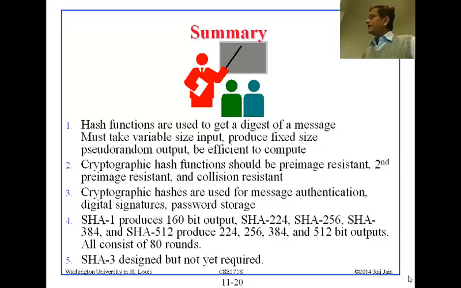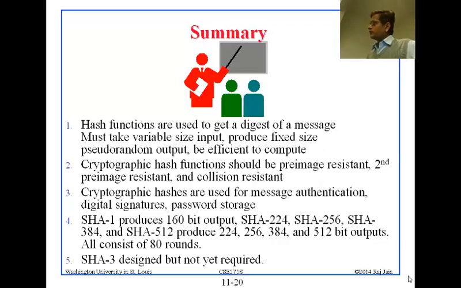All right. So having done that, cryptographic hash functions have these 3 properties. Cryptographic hashes are used for message authentication, digital signature, and password storage. We already saw how they are used for password storage. Digital signature will come in a few chapters, and message authentication is the next chapter. So we'll see that in the next few chapters.